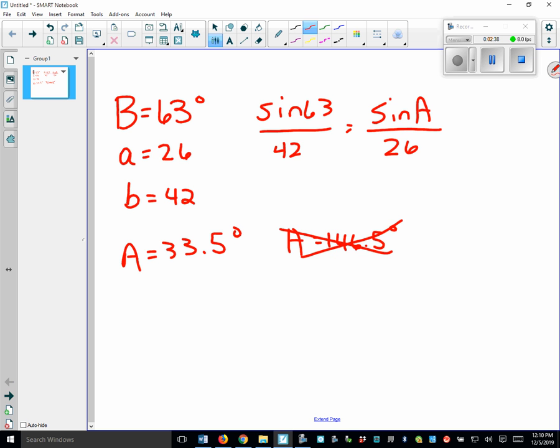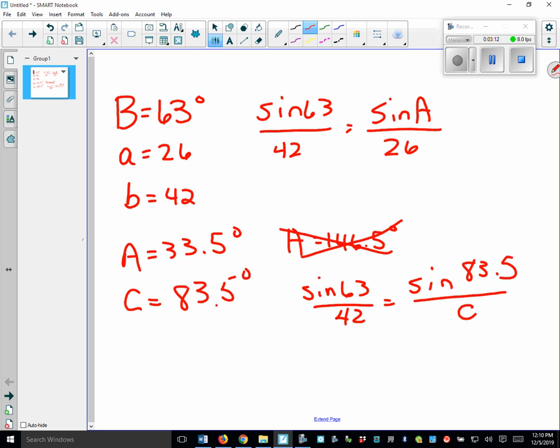All right, so what am I missing now? Angle C? What is that? 83.5 degrees. And I will take off on the test if you don't have the degree sign. Now I need little c, and I get little c by saying the sine of 63 over 42 equals sine of 83.5 over c.